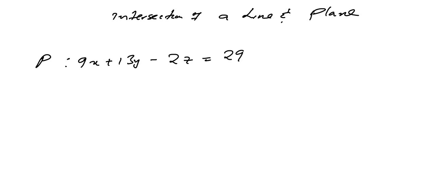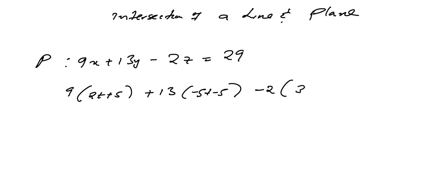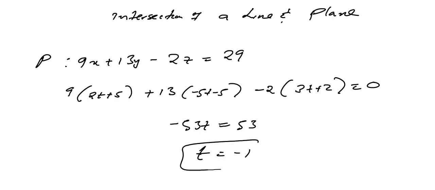If we replace the parameterized components of the line into the plane, that's going to be 9 times (2t plus 5) plus 13 times (negative 5t minus 5) minus 2 times (3t plus 2) equal to 29. When you expand everything, it gives you something very straightforward. You end up with 53t equal to negative 53, meaning t is equal to negative 1.